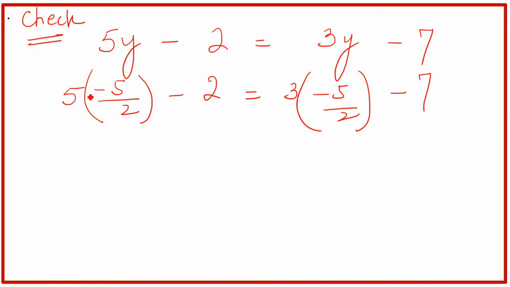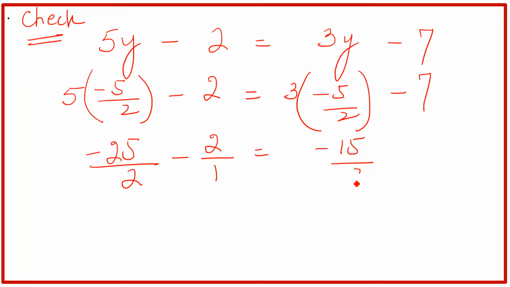So it will be 5 multiplied by minus 5 over 2, and it is negative 2. There is no denominator, it means 1. So it will be 3 times minus 5 over 2 minus 7, no denominator, 1. So how do you have to solve this? This is the fraction. How will you solve this fraction, right?